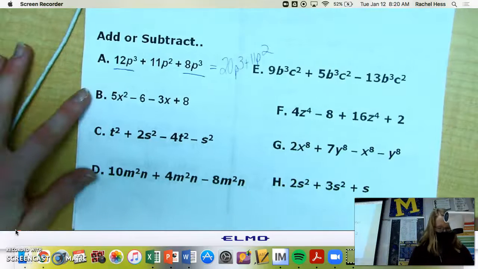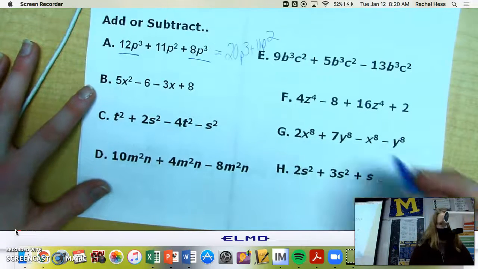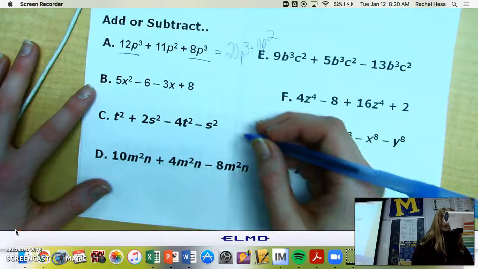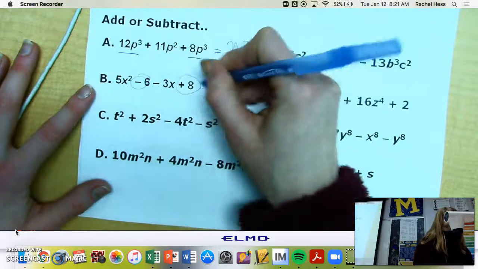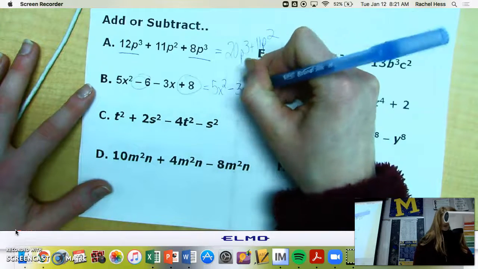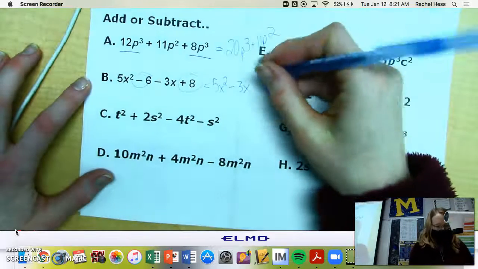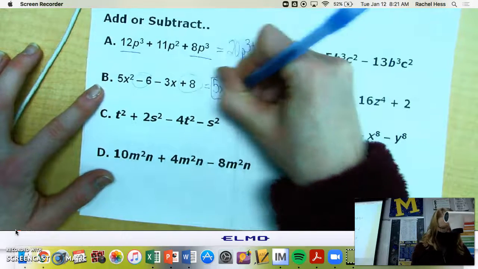What about B? Do we have any like terms? I think we do. Do you see them? -6 plus 8. So remember, your answer needs to be written in standard form, so in order by highest degree to lowest. -6 plus 8 is a +2.